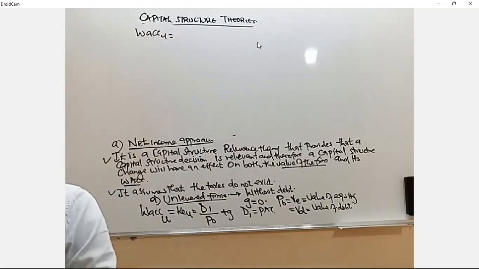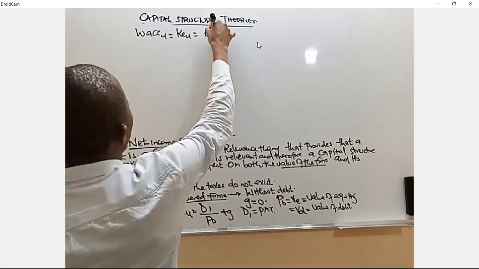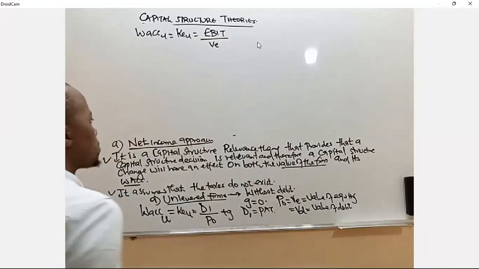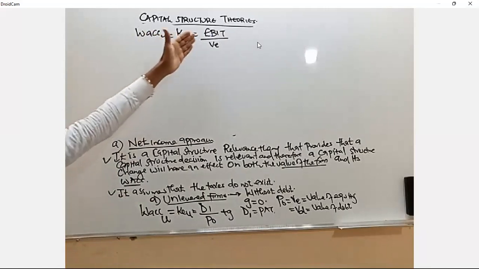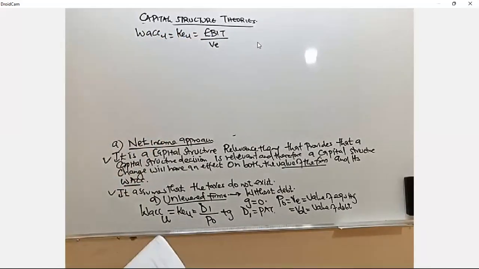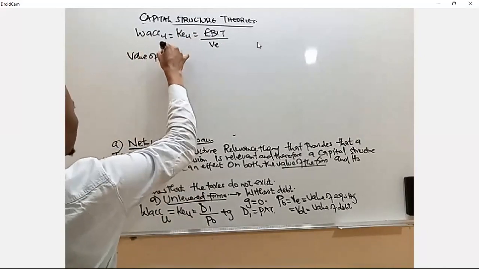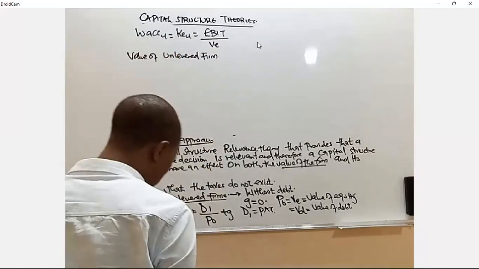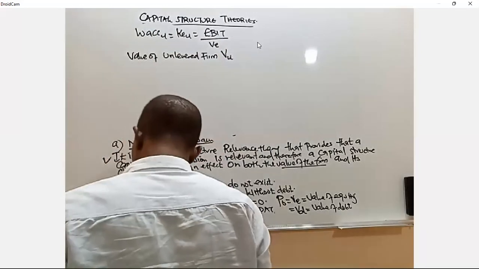The WACC of the unlevered firm, which is the same as the cost of equity of the unlevered firm, you can get by taking EBIT and dividing by the value of equity. Because the examiner will be asking you, what is the value of the firm? To get the value of the unlevered firm, I am discussing VU. How am I going to get it?